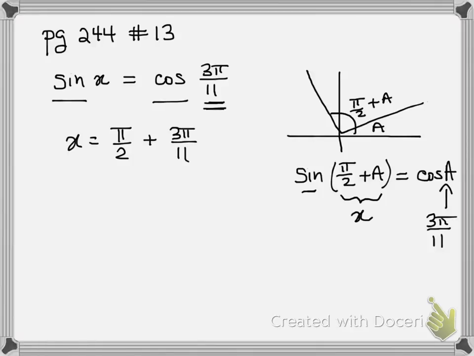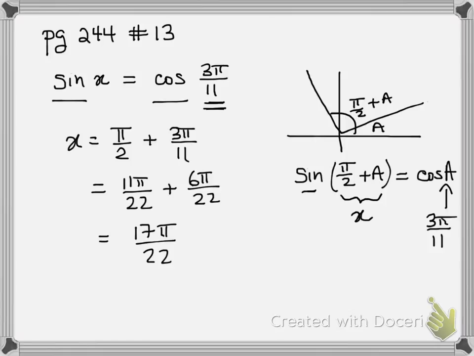Now I'm just left with adding these fractions. I'll put everything over 22, so this will be 11 pi over 22 plus 6 pi over 22, and so that gives me 17 pi over 22. Okay, so that's it for this problem.